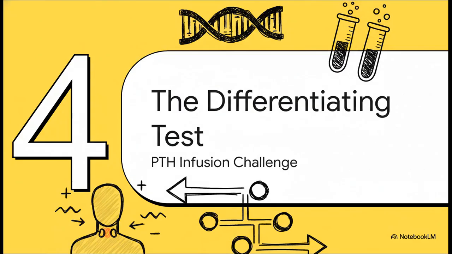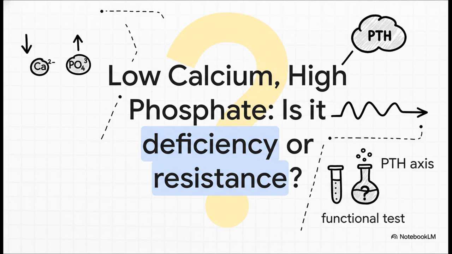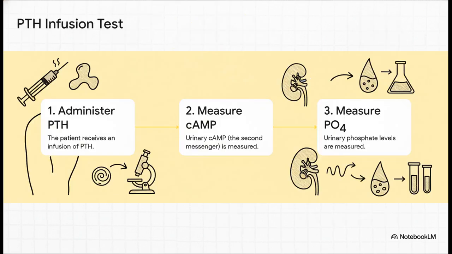So that critical difference in the PTH level, low in deficiency versus high in resistance, is our main clue, and it guides our next step, which is a functional test to really nail the diagnosis. So here's the clinical puzzle, right? You have a patient with low calcium and high phosphate. Sure, the PTH level is a huge hint, but how can we functionally prove what's going on with the PTH axis? The answer is the PTH infusion test.